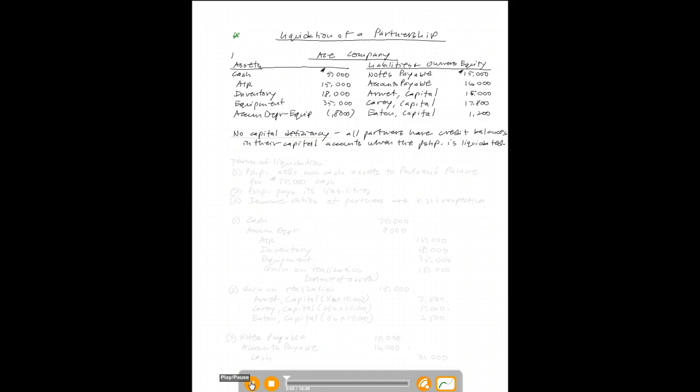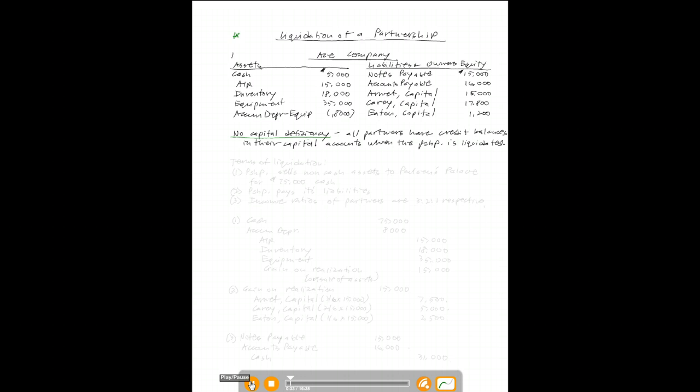All right, we're going to talk about liquidation of a partnership. And we're looking at Ace Company. This is a list of their balance sheet, their assets, and their liabilities at the point when they're going to liquidate. Now, we say it's if there's no capital deficiency, what that means is that all of the partners have credit balances in their capital accounts when the partnership is liquidated.